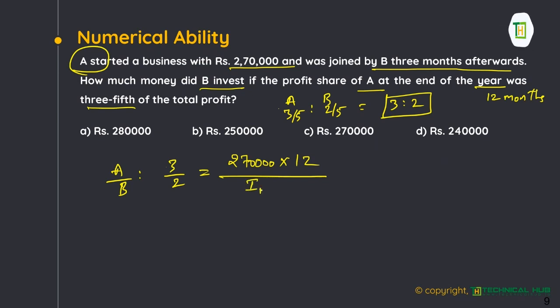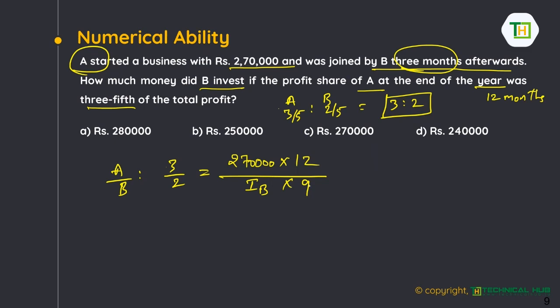Let us take the investment of B as IB, into the time period when B joined. See here in this sentence, B joined 3 months afterwards. It means for the first 3 months he will not be there in the business, but for the remaining 9 months he will be there. He will be there only for 9 months. Now you can calculate the value of the investment of the second person.